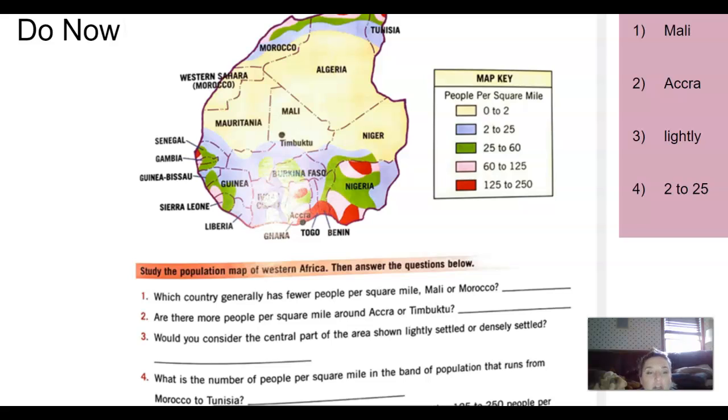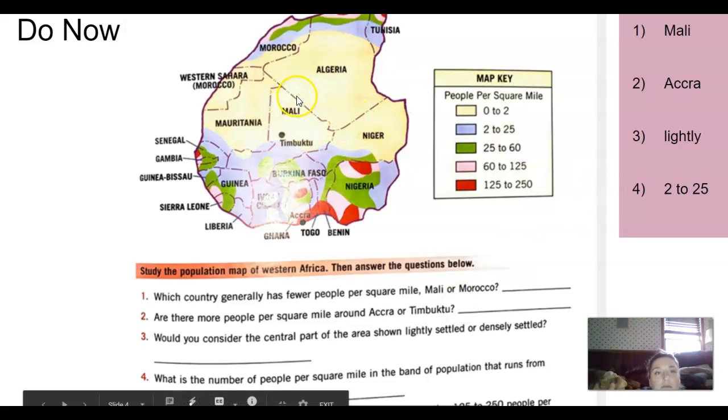So number one, which country generally has fewer people per square mile, Mali or Morocco? So I'm going to find Mali, which is right here.